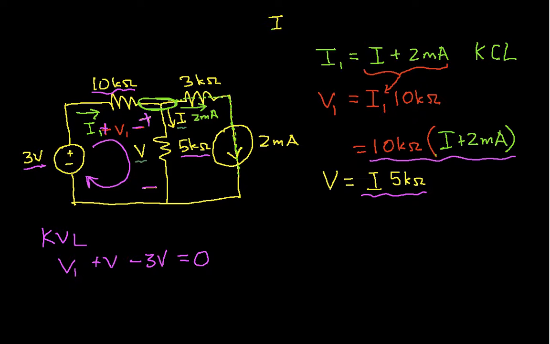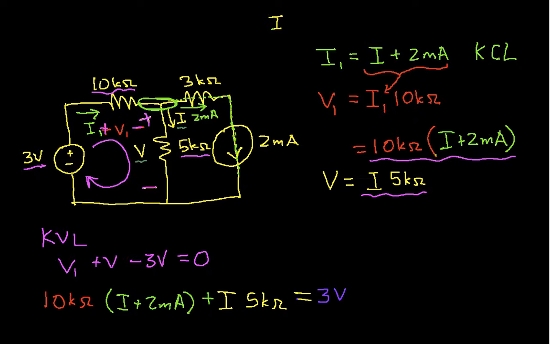So let's see. V1 is going to be this 10K ohms times I plus 2 milliamps. Now we have to add V, which is I times 5K ohms. And we'll say that this is equal to 3 volts. Okay. So that's our equation. It involves one unknown, which is I, and we can solve it then.